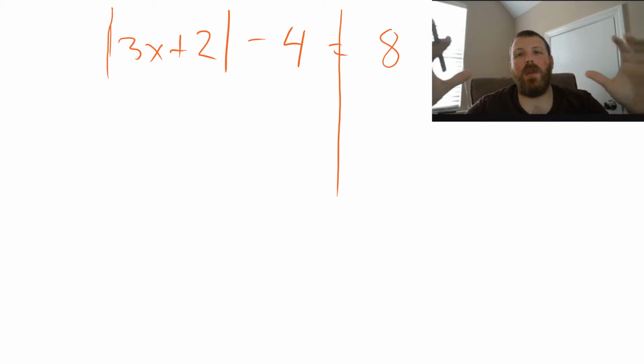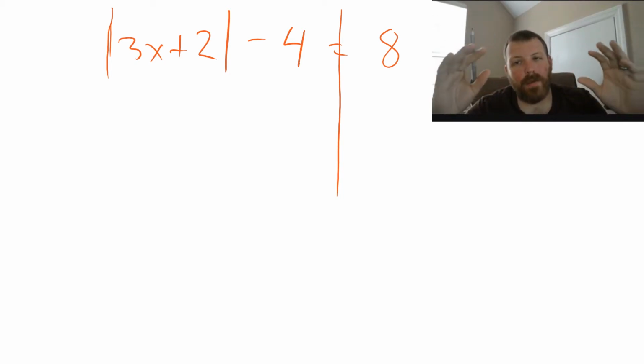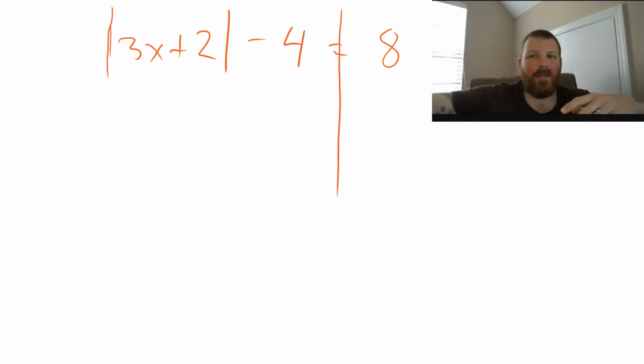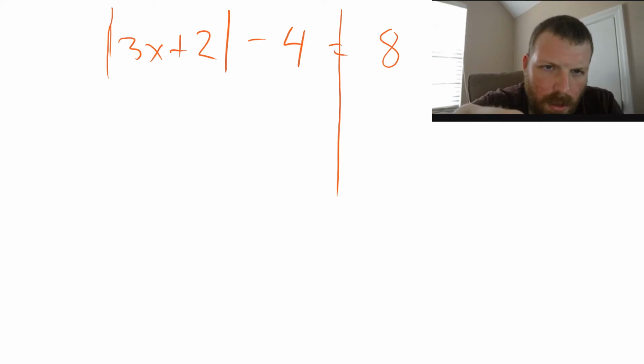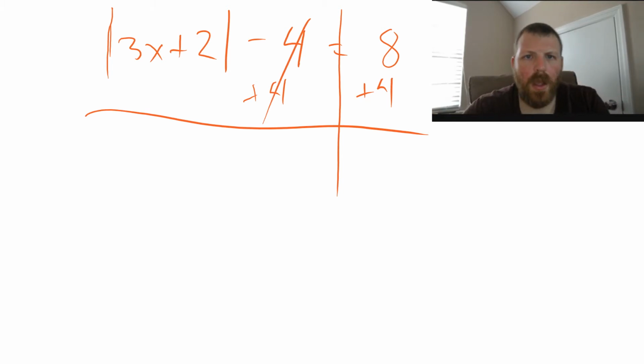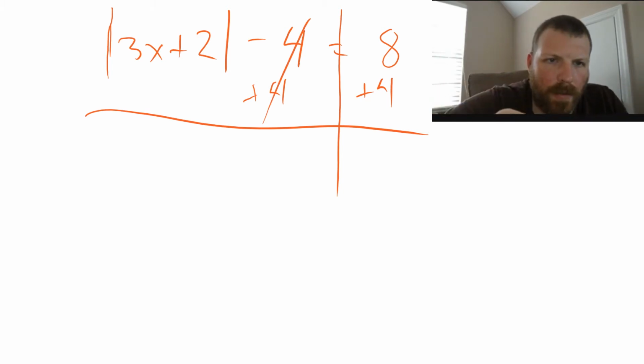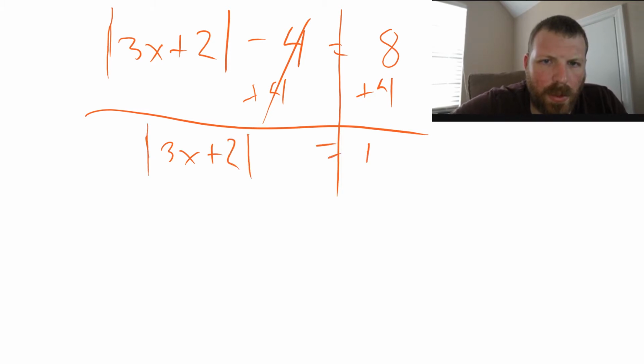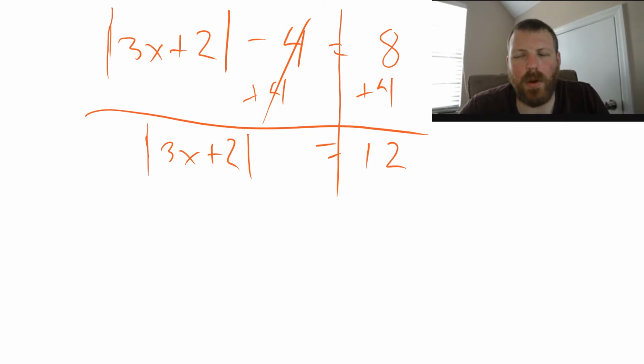And then the first thing we have to do is get rid of that 4, because it's outside the bars. Anything that's outside the bars needs to be taken to the other side. So to do that, we have to add it. We're going to drop down our absolute value of 3x plus 2, and we're going to set that equal to 12, because 8 plus 4 is 12.